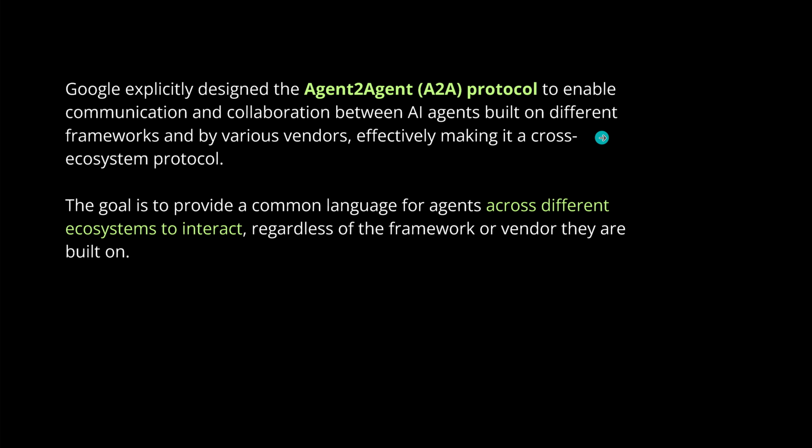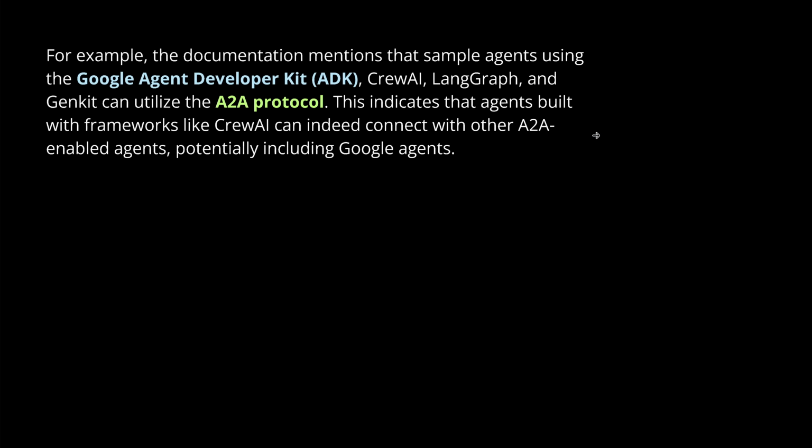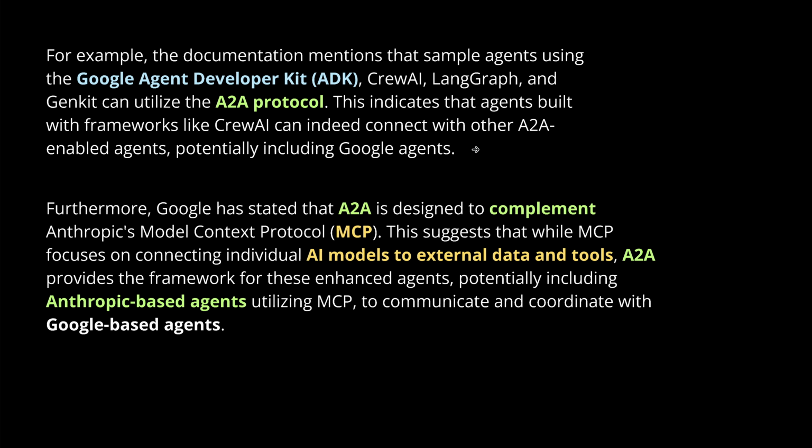So nice. If you go to a company, if you are consulting, whatever, and you have legacy systems with this, they are compatible. This is gorgeous because you don't always start fresh. The documentation also mentions by Google, I just checked it here, the sample agents using here our agent development kit, or you go with crew.ai, LangGraph, or GenKit from Google. All utilize here the A2A protocol. So beautiful, it indicates that an agent built with frameworks like crew.ai can indeed connect with other A2A enabled agents, Google agent, Anthropic agents. This is so nice, open source, and it goes across ecosystem, across the silos.